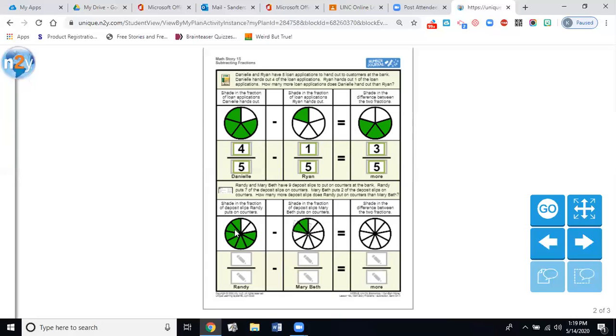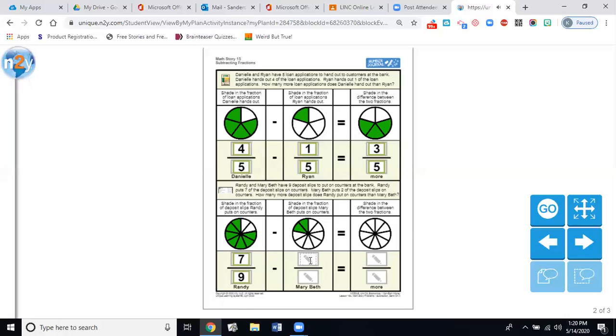So let's go ahead and fill in our numbers. You can do these in any order. Notice that we did this in a different order. We completed Danielle's, then we completed Ryan's, but this time I did the shading first. So you can do them in whichever order is easiest for you. So it says Randy put 7, so 7 out of how many did they have altogether? Randy and Mary Beth have 9 deposit slips, so we're going to put the number 9.